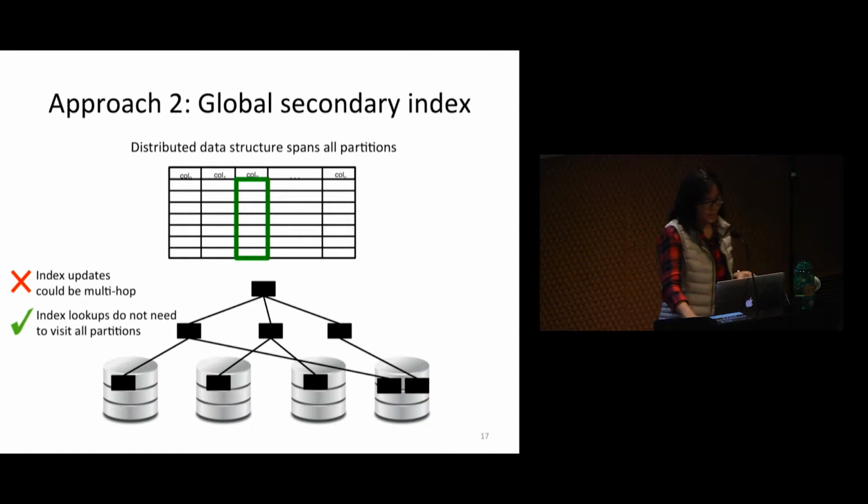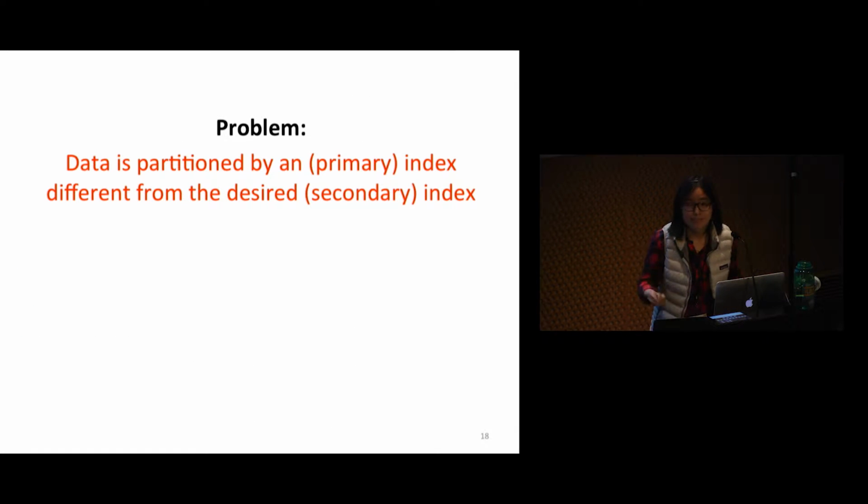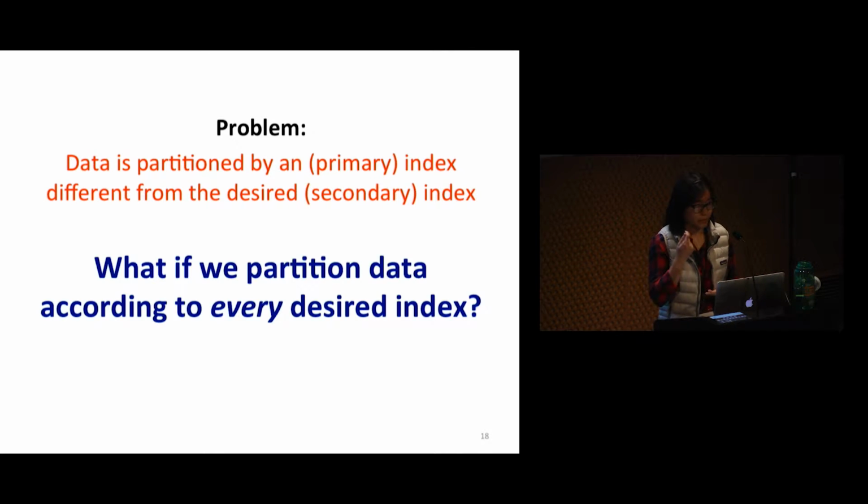So now let's do a little thought exercise. What happens if we partition data according to every desired index? Again, this is a partitioning problem. The data isn't partitioned properly according to the indexes by which we're doing lookups. So what would happen if we partition data every single way? You're going to have your default partitioning by your default primary key here, and it's going to use some partitioning function pf that takes k.